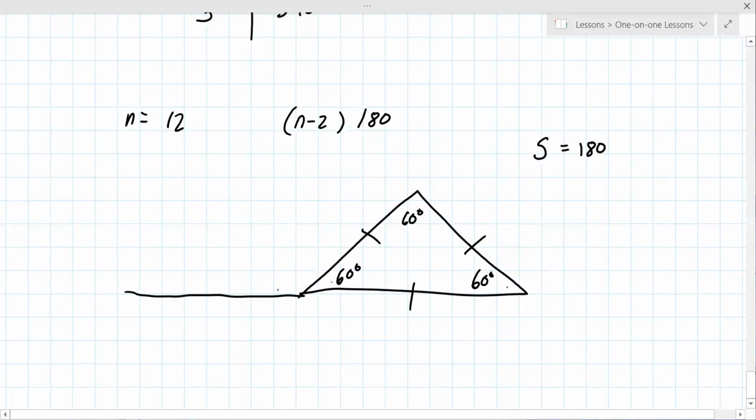What is this angle right here? This is a straight line. What do you mean? What is this angle measure? Oh, 120 degrees. 120 degrees, because these add up to 180. Yes. Okay.